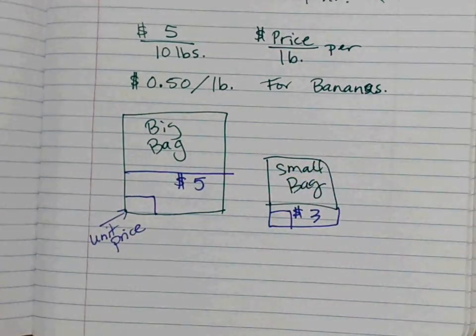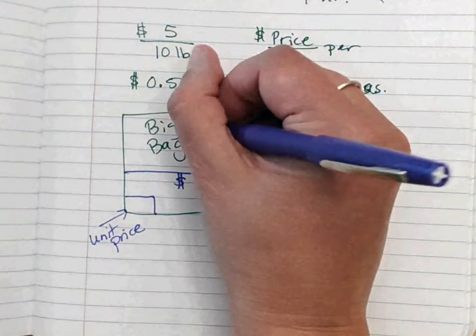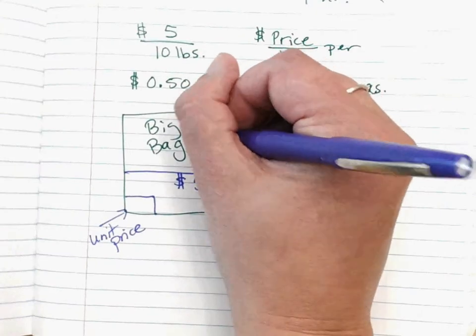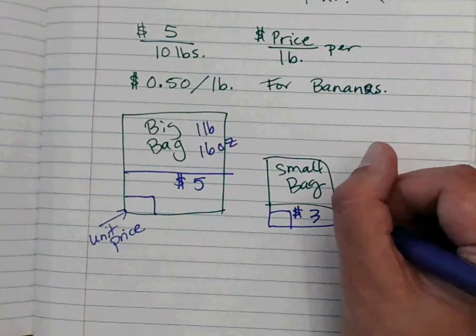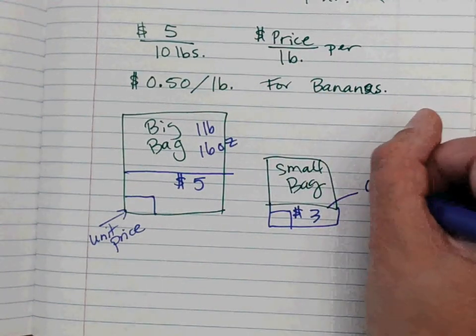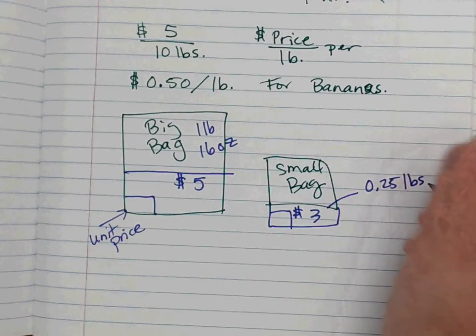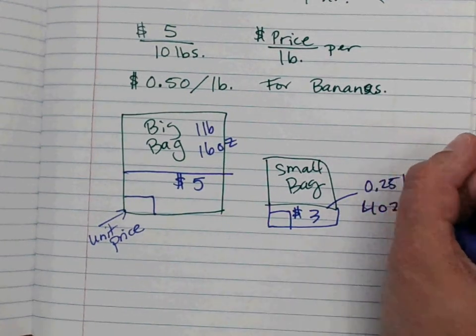Some stores don't show you that. But let's say that this is a pound right here, 1 pound. And actually a pound is the same thing as 16 ounces. And over here, the small bag is only a quarter of a pound, 0.25 pounds. So that would be 4 ounces.